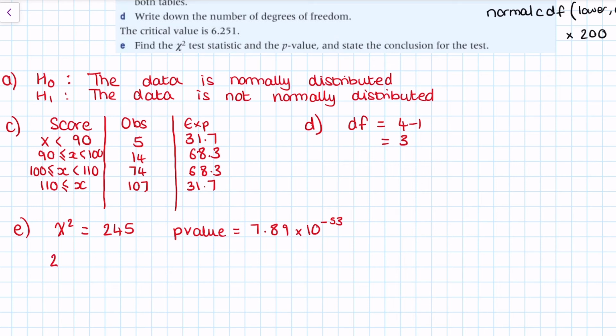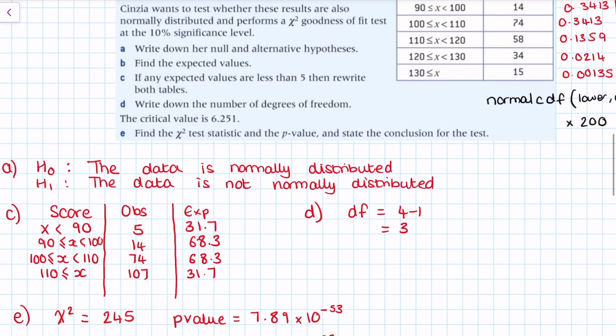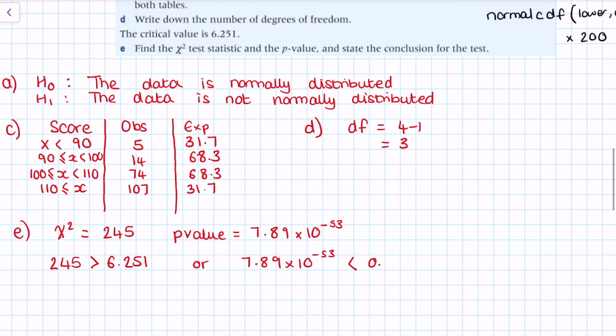So we compare our chi-square to the critical, so 245 is greater than 6.251, or the p-value 7.89 times 10 to the power of negative 53 is less than the significance level. If we go back up to the question, that is 10%. So that's less than 0.1. And if we do that, therefore, we're going to reject the null hypothesis.